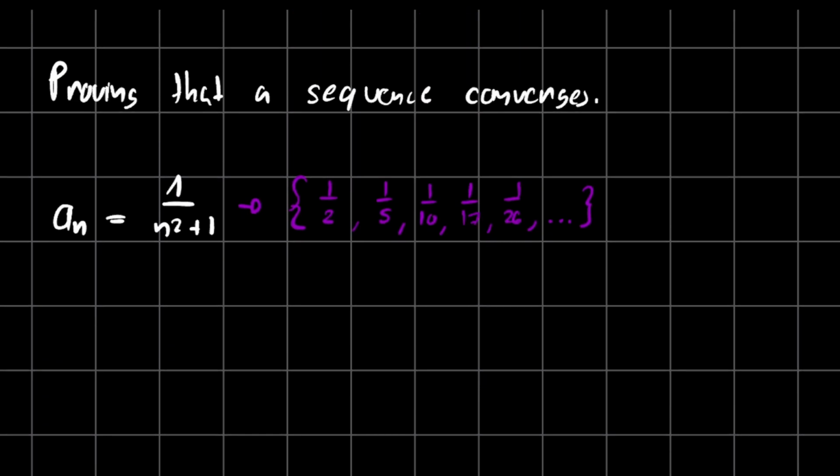Now, what can we do with this? We know that the limit will converge to a certain thing, but we want to know what. In this case, it converges to 0. We already know this because the limit is 0. However, how can we prove this?